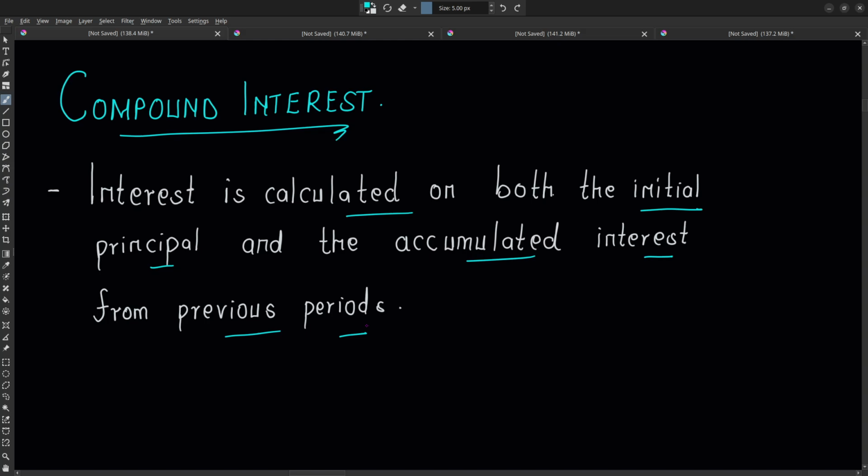For the simple interest, the interest is only on the principal, so it is the same every single year. But for the compound interest, you include the accumulated interest from previous periods.